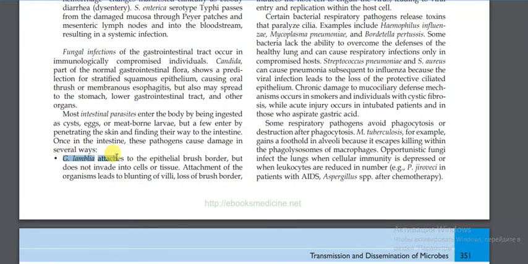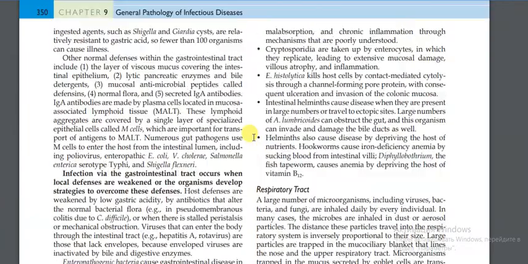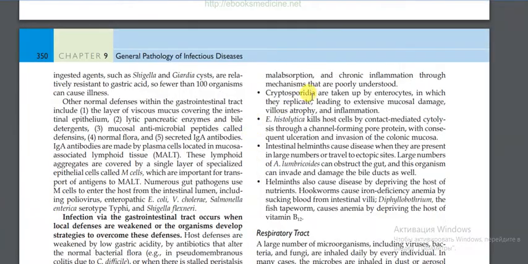Giardia lamblia attaches to the epithelial brush border, but does not invade into cells or tissue. Attachment of the organisms leads to blunting of villi, loss of brush border, and malabsorption and chronic inflammation through mechanisms that are poorly understood. Cryptosporidia is taken up by enterocytes in which they replicate, leading to extensive mucosal damage, villous atrophy, and inflammation.